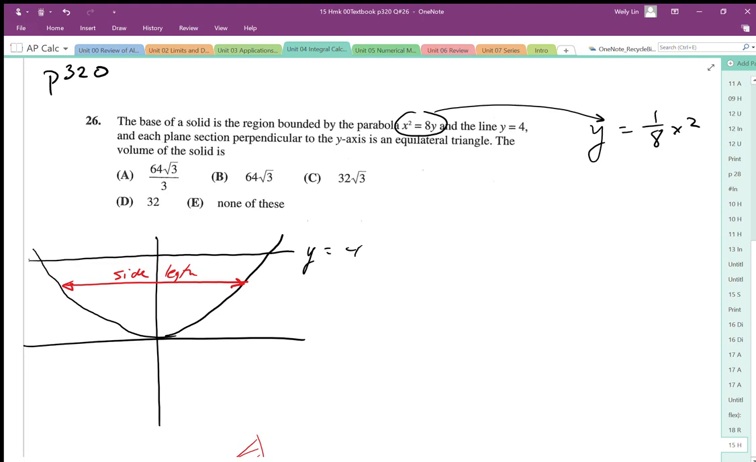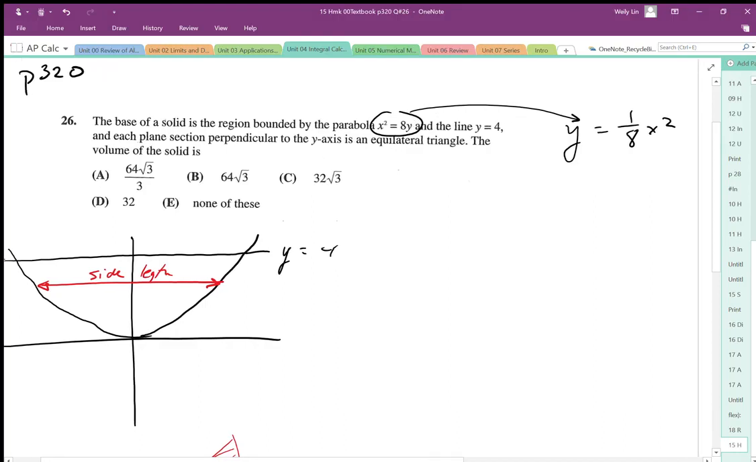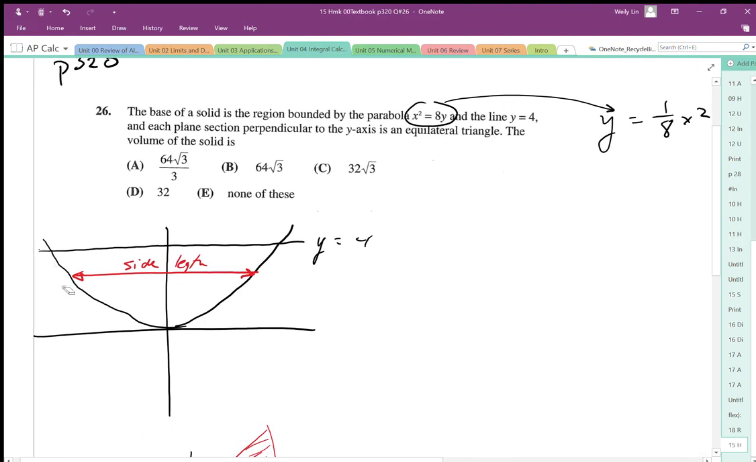So question number 26 from page 320 says the base of a solid region is bounded by the parabola x squared equals 8y and the line y equals 4. So the first thing I did was make this into a y equals, so I get y equals 1 over 8 x squared, and I graph those two lines. So there's my wide parabola and there's line y equals 4.